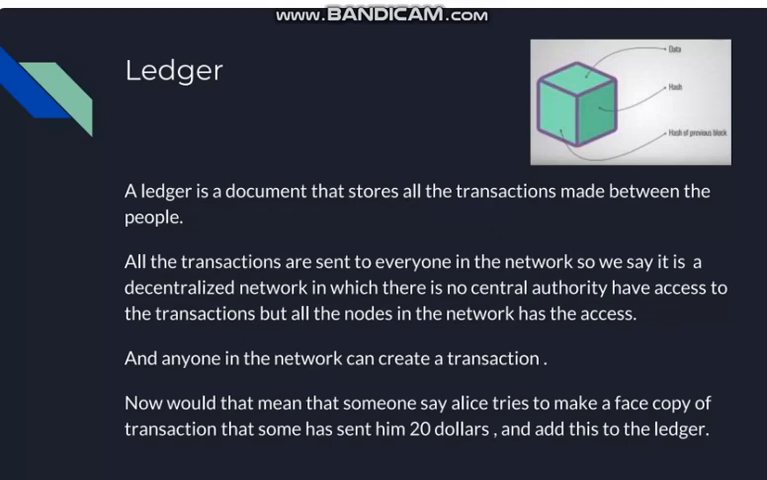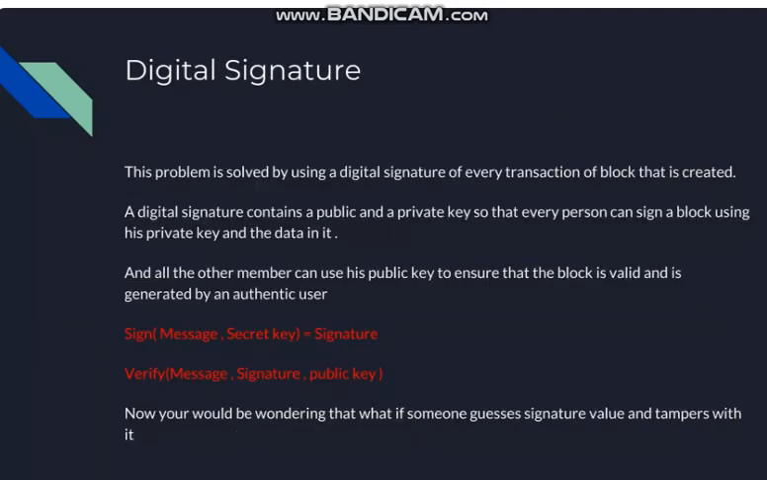Now that would mean that someone, say Alice, tries to make a fake copy of a transaction that someone has sent him $20 and add this to the ledger. Digital signature. This problem is solved by using a digital signature on every transaction or block that is created.